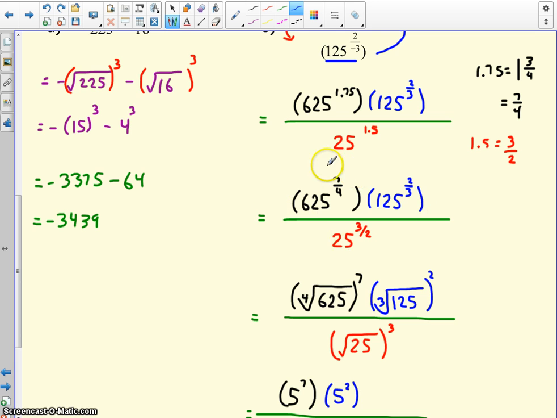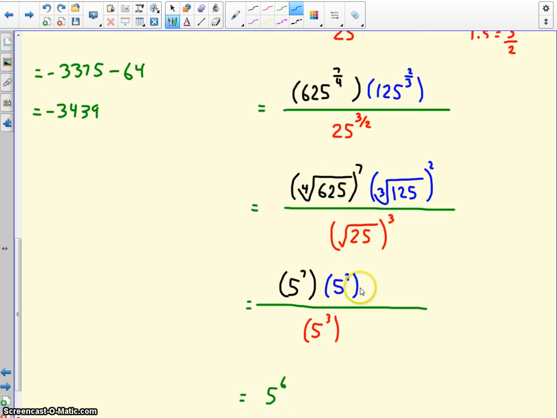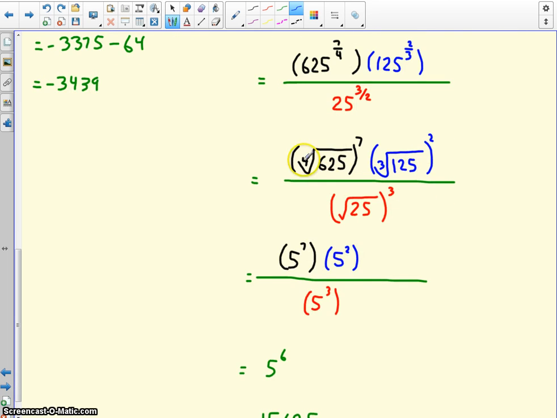So I converted all of these three to radical form. So again, remind yourself, denominator of the fraction becomes the root, and then the numerator becomes the exponent that goes outside the root. So for this one here, I had the 4th root of 625 to the exponent 7. Then I had the cube root of 125 all squared, and the square root of 25 all to the power 3. Now, it just so turns out the 4th root of 625, the cube root of 125, and the square root of 25 are all 5s.